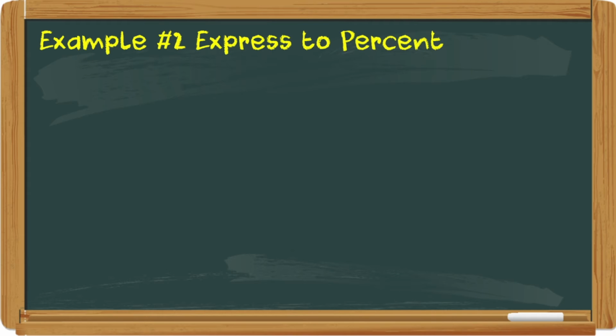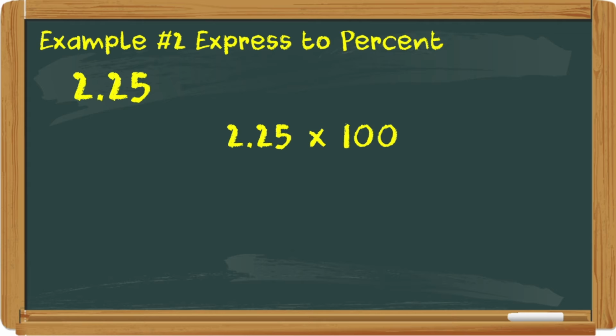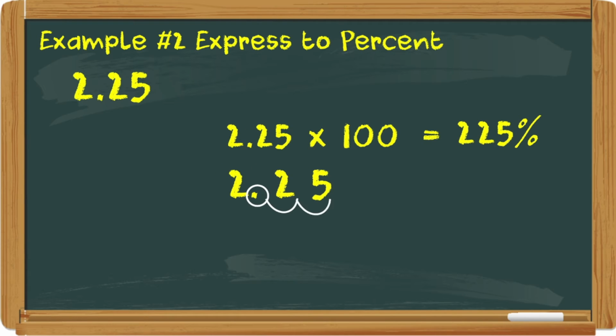Let's have another example. Express 2.25 to percent form. Using method 1, 2.25 times 100 equals 225. Add percent sign, so the final answer now is 225%. Or method 2, simply move the decimal places to the right. 1, 2, will have 225%.